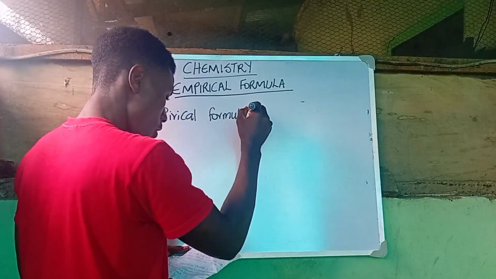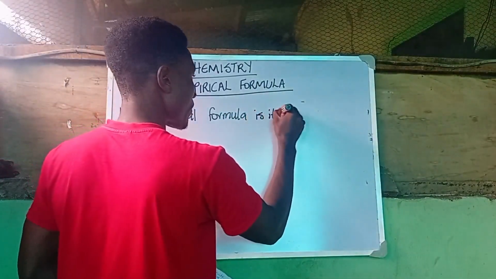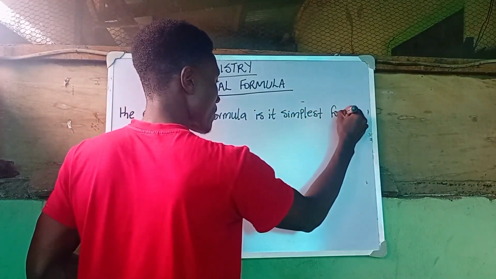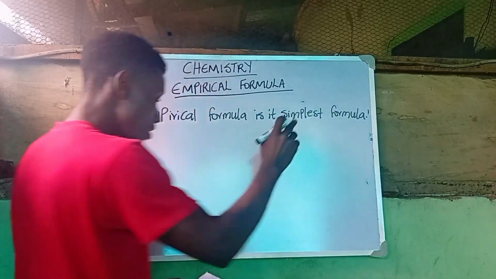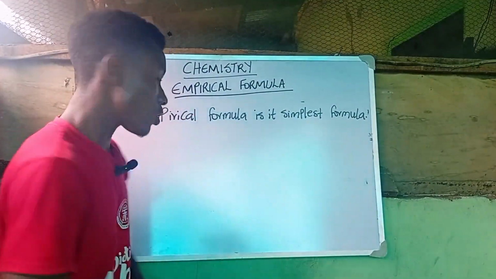So you say the empirical formula of a compound is its simplest formula. Please follow up. And it doesn't just end there. It tells us the ratio in which these elements are combined together.